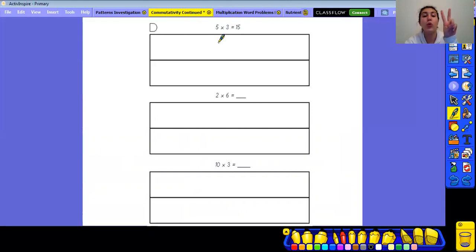So remember, the two ways that we've been looking at are saying groups of, so I could say I've got 5 groups of 3, in which case I would write, and you could draw X's, you could draw triangles, you could draw flowers in your groups. It doesn't matter as long as your groups are equal. So I could draw 5 groups of 3 like this.